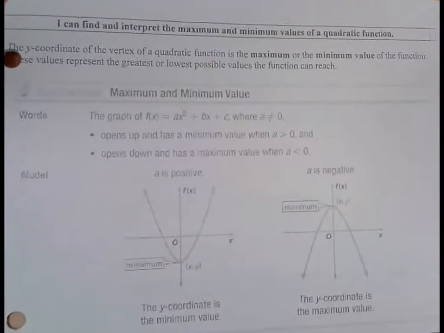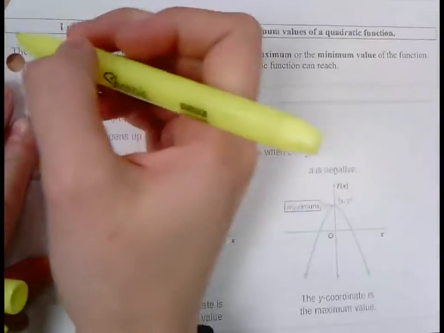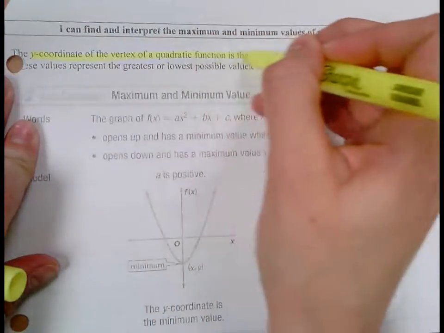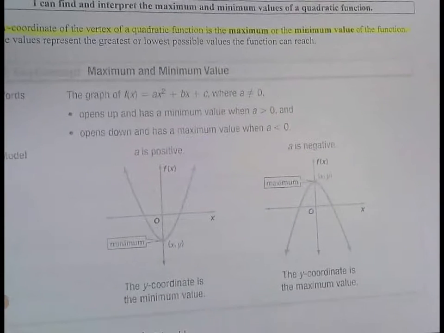The second part of this is finding kind of the same things, but we're not graphing. So it's interpreting what we've just found. I already kind of mentioned that the vertex is either the lowest or the highest point. So the y-coordinate of the vertex of a quadratic function is the maximum or minimum value of the function. That's because when you have a vertex, the y value really shows the height on the graph. So if it's the lowest point, the y value is the minimum value. If it's the highest point, the y value is the maximum value.